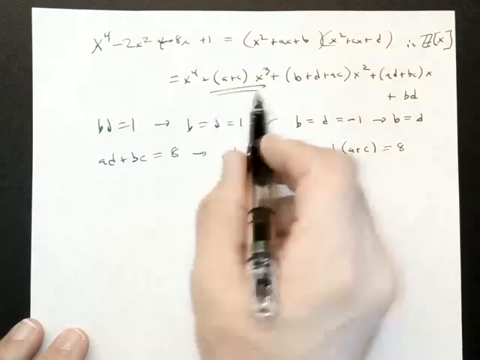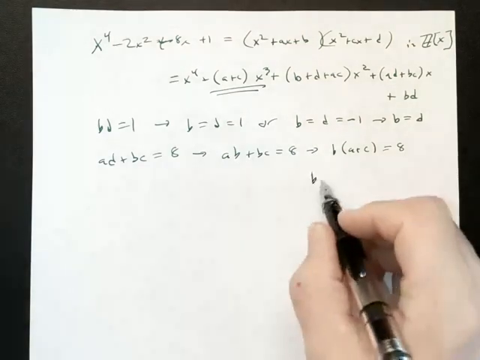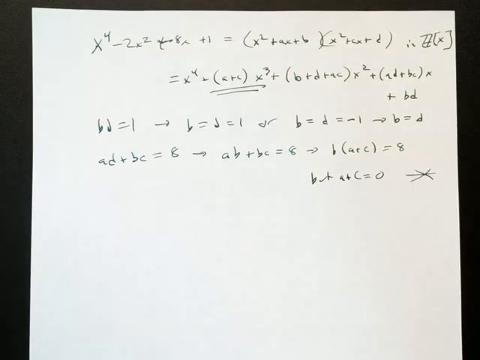A plus C comes from the cubic term. There's no cubic term on the left. Because the integers are an integral domain, there are no zero divisors. I know that B is not 0. I know that the product of B and something is not 0. Therefore, the something can't be 0.